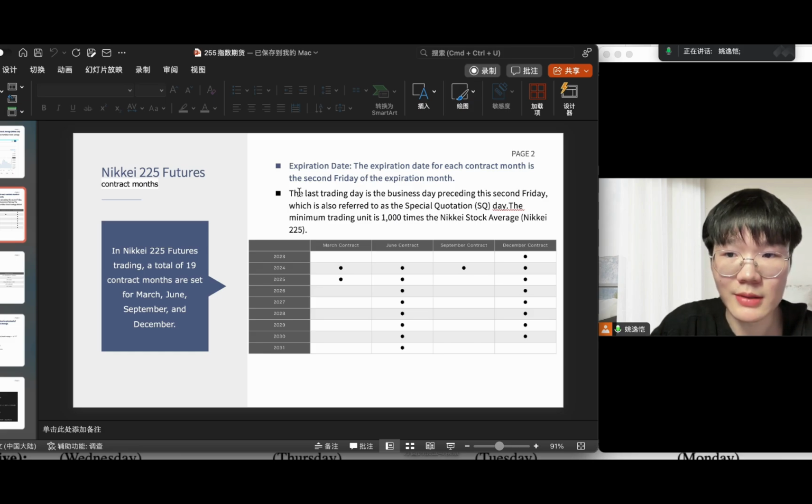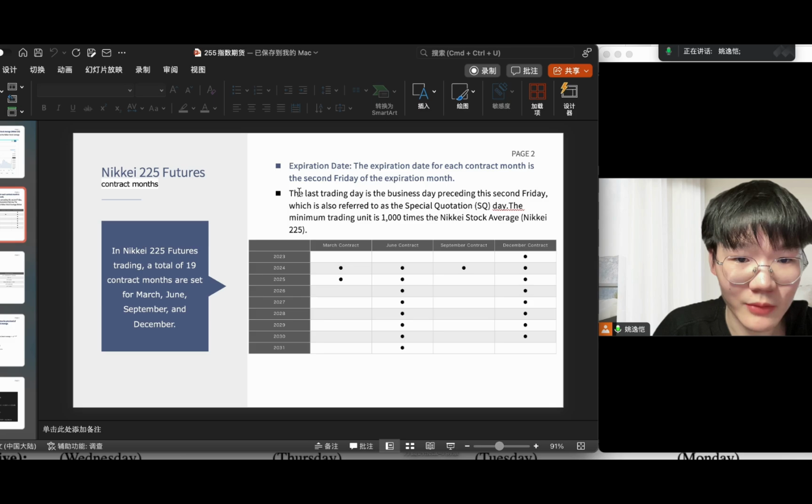Then I will talk about the Nikkei 225 futures, the expiration days, and some other concepts. Here we can see the table for the schedule about the trading terms and expiration schedules for the Nikkei 225 index future contracts. So it has specific expiration months, which are March, June, September, and December. And then at any given time, a total of 19 contract months are available for trading.